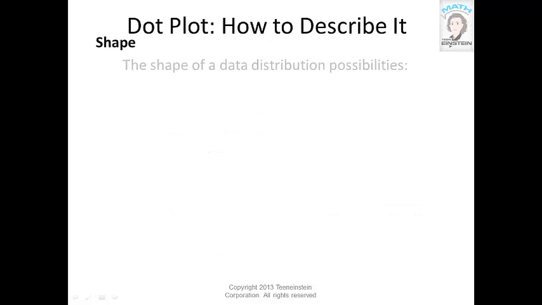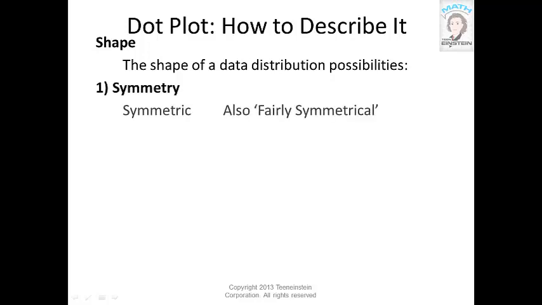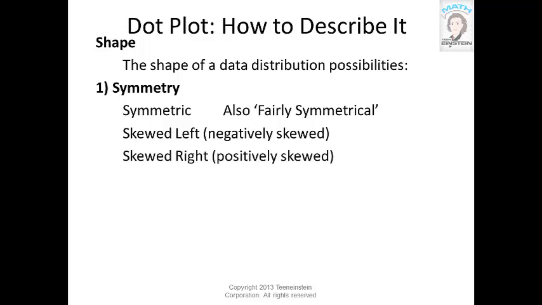How to describe a dot plot? The shape of a data distribution, possibilities. What are the possible distributions? Symmetry. Symmetric, we also call fairly symmetrical. Sometimes we call skewed left. That means negatively skewed. Sometimes we call skewed right, positively skewed. These are the possibilities of distribution shape.